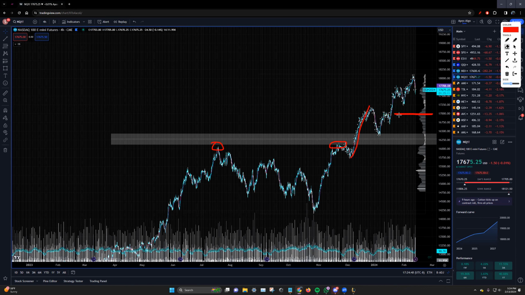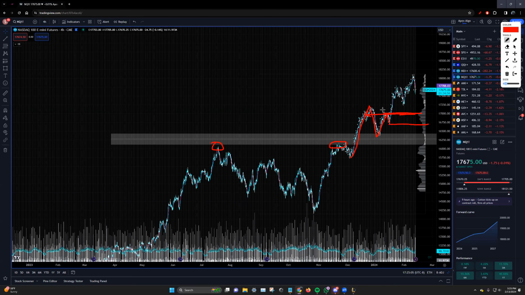Let's erase that so you can see. We tapped this high volume node around this area, and guess what happened? We came back and tested that low volume node and pushed up again. Guess what happens? Another high volume node retest. Kind of rejected, came down to the lower.